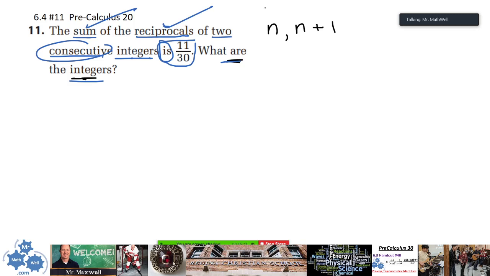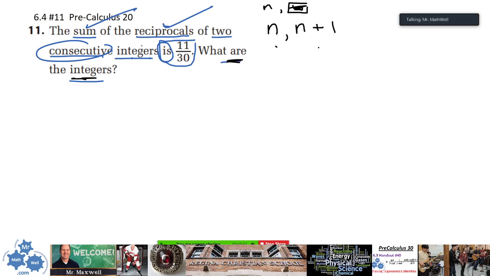Now, if you said n and w or something, that's fine. But you're going to want to try to write them with the same variable. So we want to transform a w, let's say, into something concerning n. If n is the first number, then n plus 1 would be the next integer. Does that make sense? So that's the first part: identifying the quantities and letting them be represented by variables or expressions.